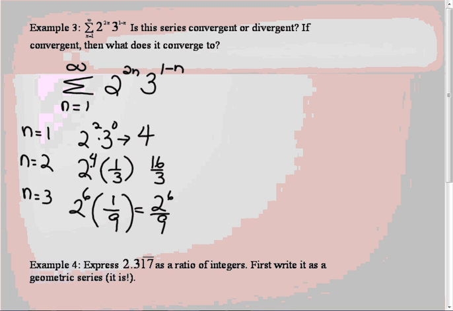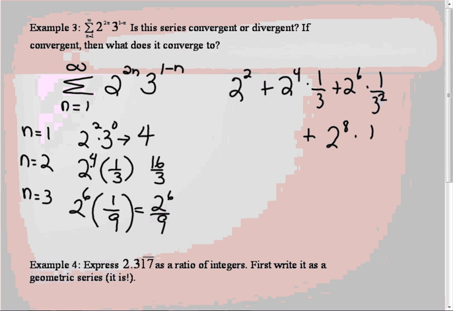So let's list out the series. I don't even want to write it that way, because it's easier to see it this way. It's 2 squared plus 2 to the 4th times 1/3 plus 2 to the 6th times 1/3 squared. Anybody know what the next one's going to be? 2 to the 8th times 1/3 to the 3rd. What's the common ratio?